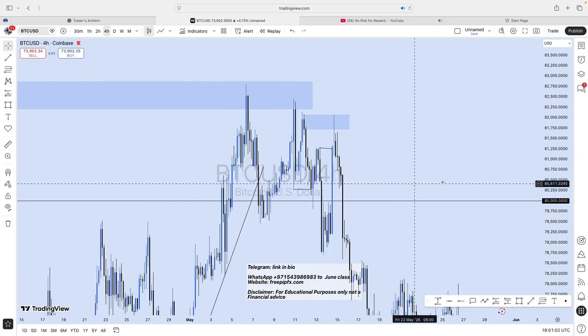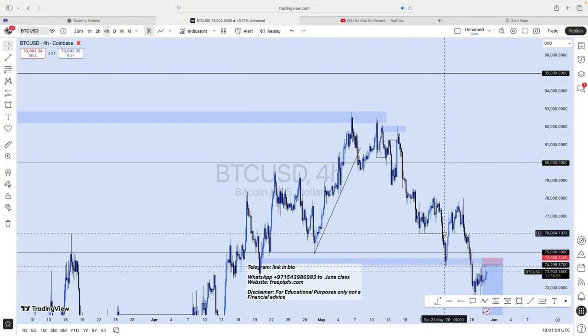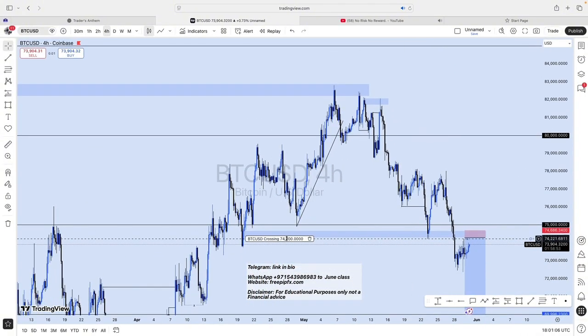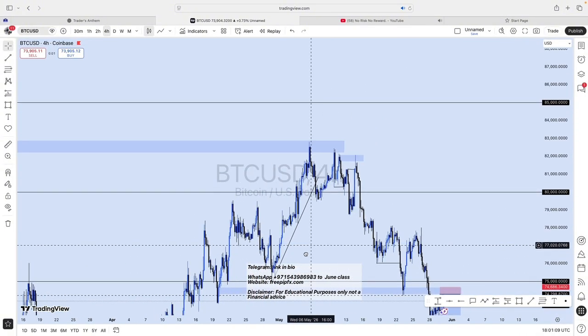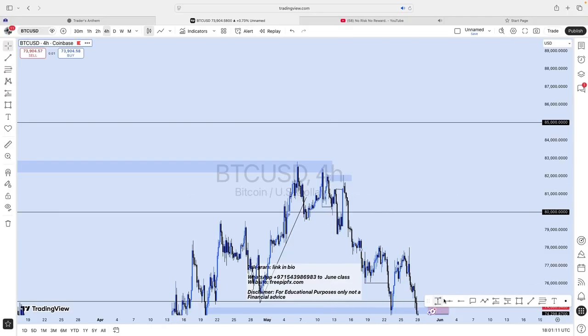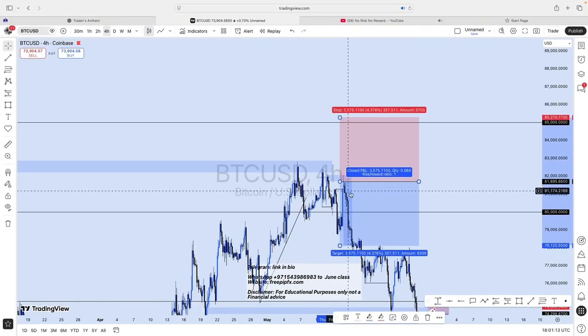Then we had the sell to the very low over here. Now where was our target? Our target was to see price clear the trend line liquidity. This was the trend line that price took out. So this is the short breakdown for this particular trade.